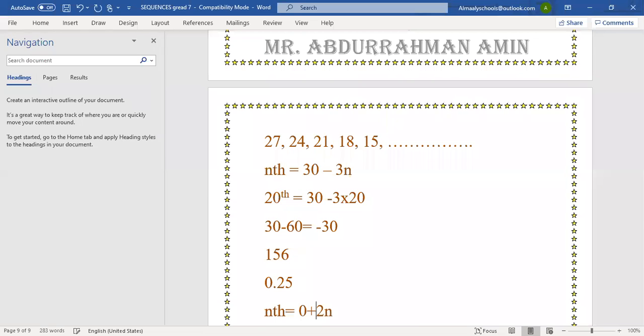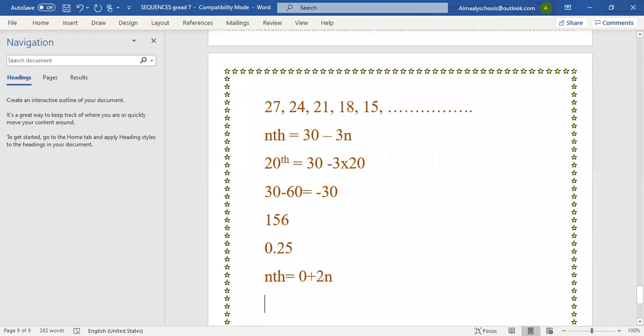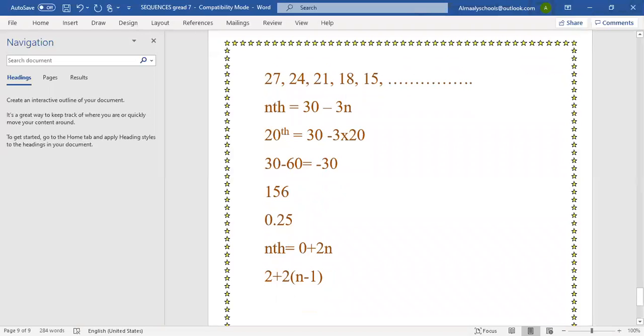Excuse me, Mr. Why n? It will be 0 plus 2n. My dear students, to find the nth term, we have one of two methods. The first method is to bring the first term. The first term is 2, plus the constant difference, which is also 2, multiplied by n minus 1. This is method number 1. Method number 2, and it's easier, I think.